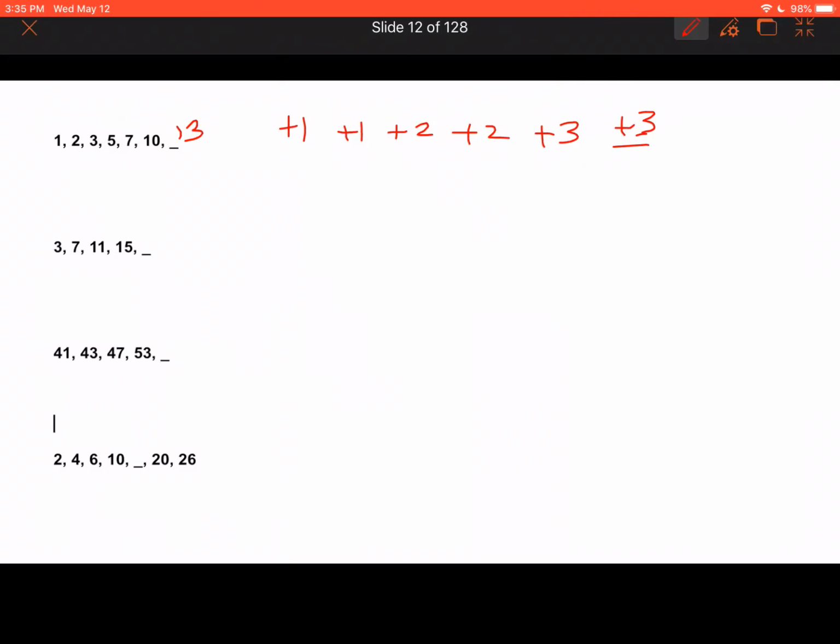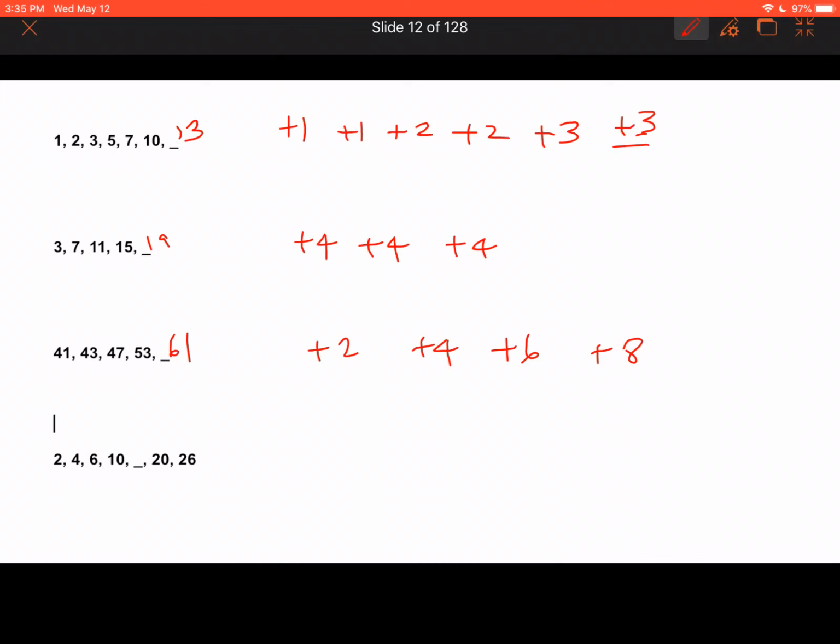So next is plus 4, plus 4, plus 4. Yeah, the simplest pattern with a steady increase by plus 4. Okay, then 41, plus 2, plus 4, plus 6. So this is increasing by even numbers. So plus 8, that is 61.